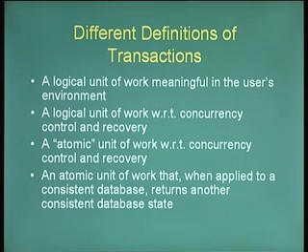Another definition that is generally used is that a transaction is an atomic unit of work that, when applied to a consistent database, returns another consistent database. It's the atomic unit of work with respect to concurrency control and recovery. However, not all atomic units of work that can be managed for concurrency and recovery could be transactions, because some of them could take the database to an inconsistent state. So transactions are sometimes defined as only those units of work that make transitions between valid states of the database.